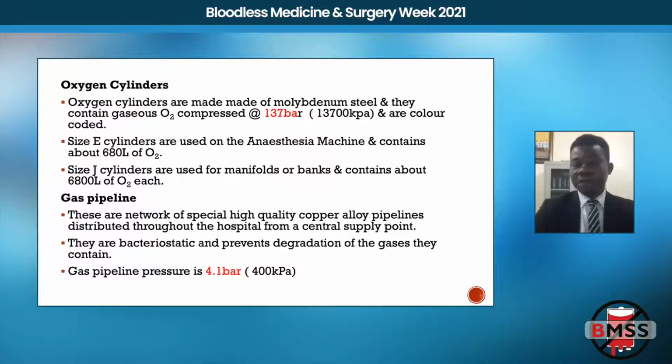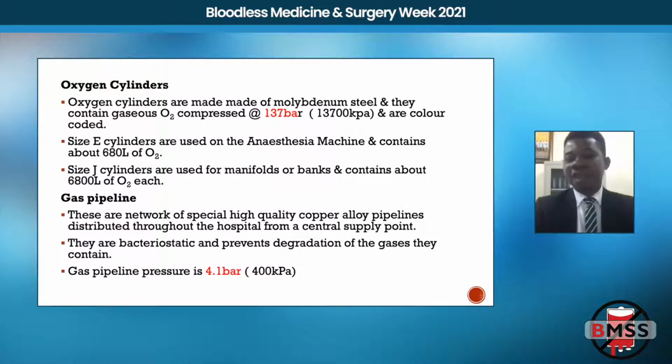They are being bottled and transported to the various sections of the hospital that require oxygen for their daily use. The cylinder we use in bottling oxygen is actually made of molybdenum steel, and it contains this oxygen in a compressed form at about 137 bar.